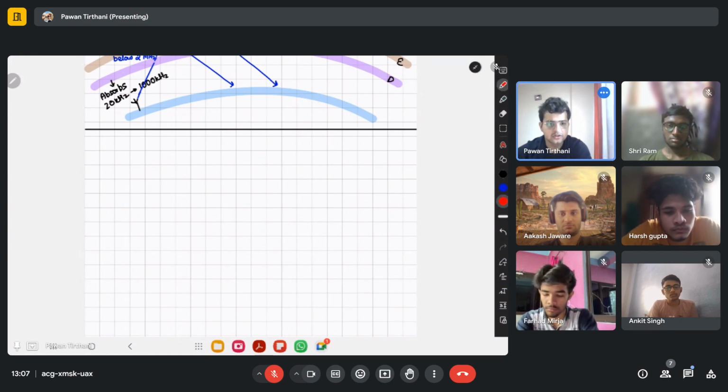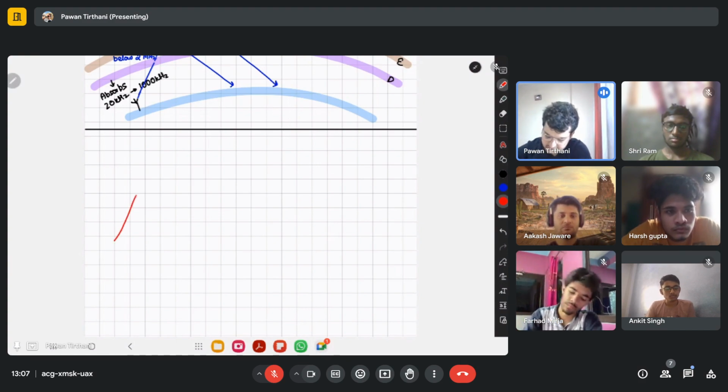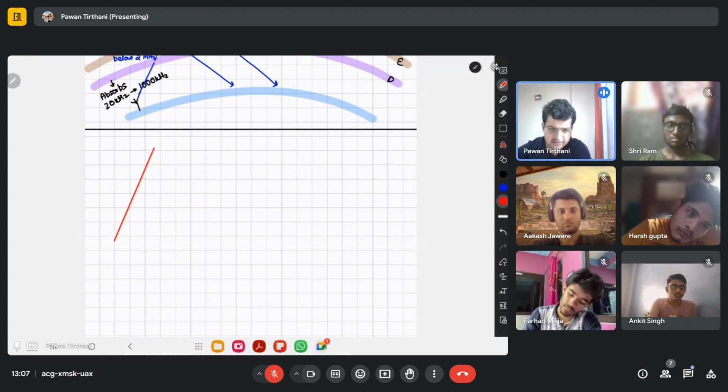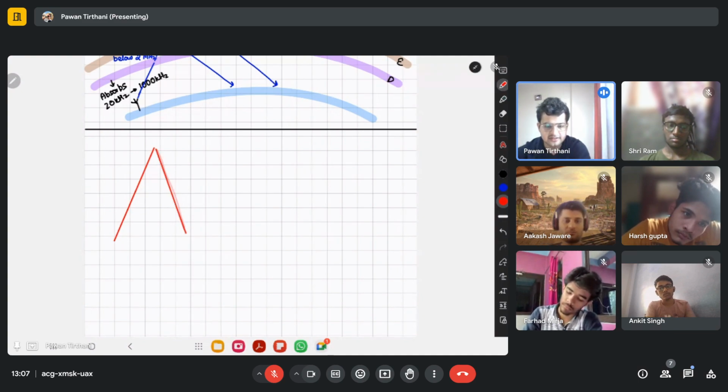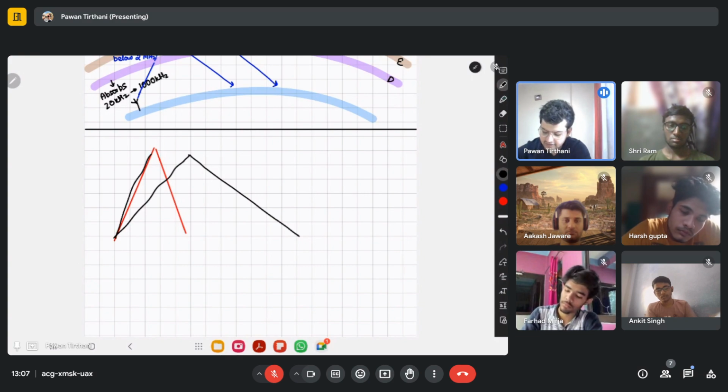Anything which reduces the critical angle will reduce the range, because reducing the critical angle means the wave will go up and come back very very fast. Earlier it was going here, then coming back, now the critical angle has been reduced. Any wave which was earlier going out is now coming back inside.